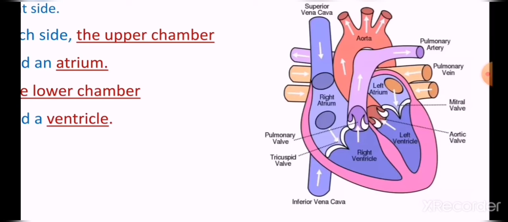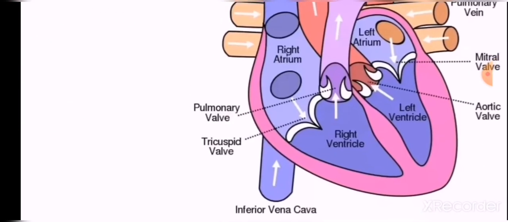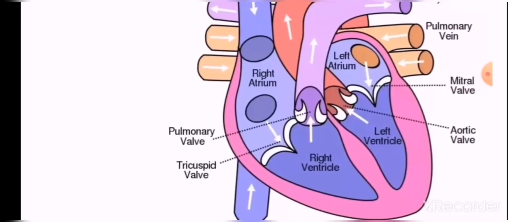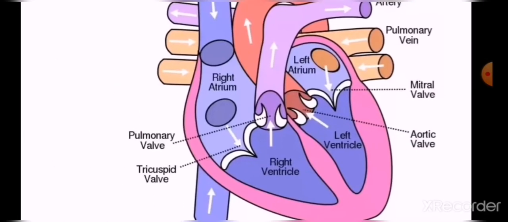These 4 chambers are located in 2 sides, right side and left side. So the heart consists of 4 chambers located in two sides. This side is called the right side, but this side is called the left side.